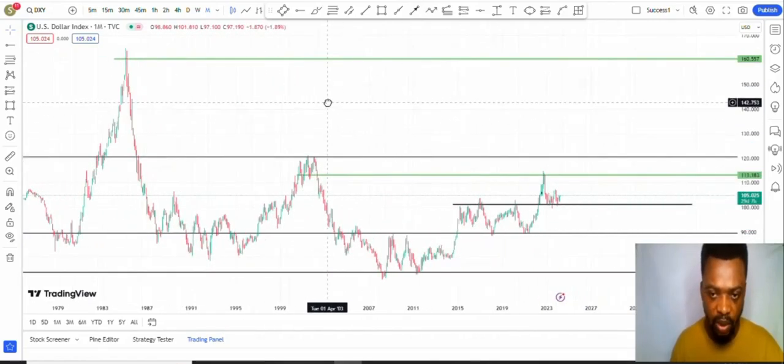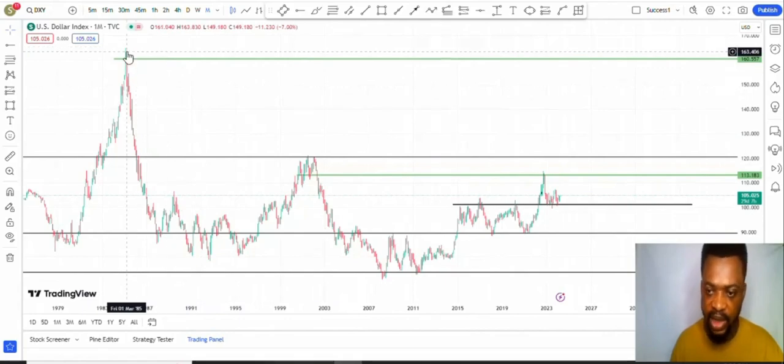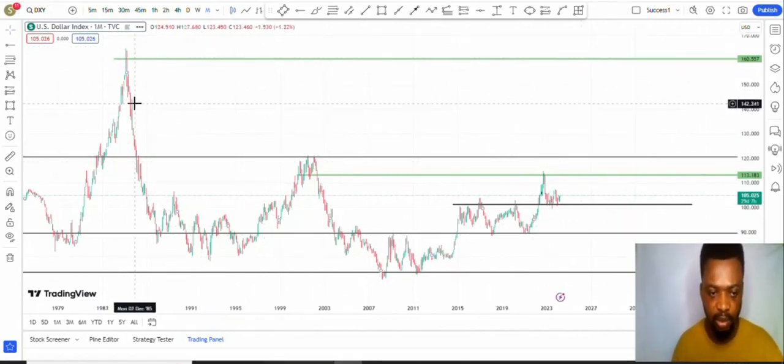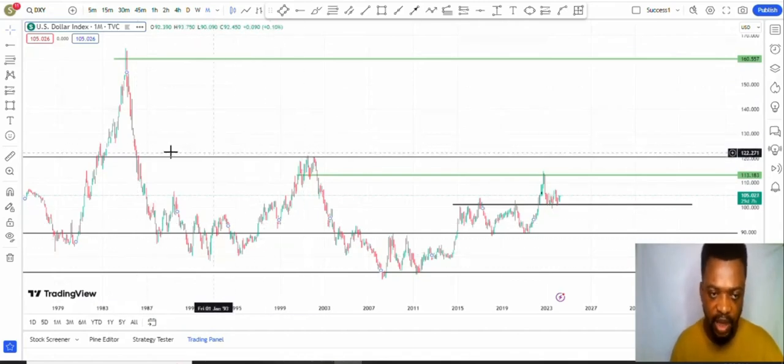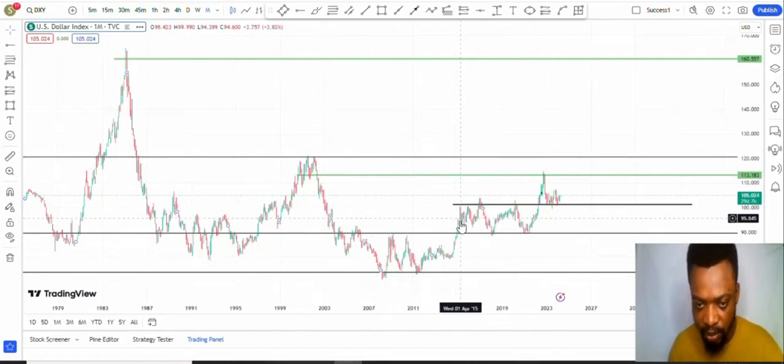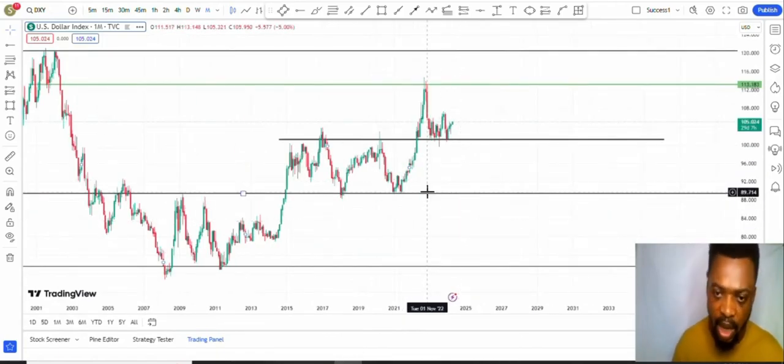Overall, you can see we started from this high. The market is bearish. The XY is bearish because it has been falling. It fell down, then took a little time to rise, fell down again. Now it's trying to rise back up.